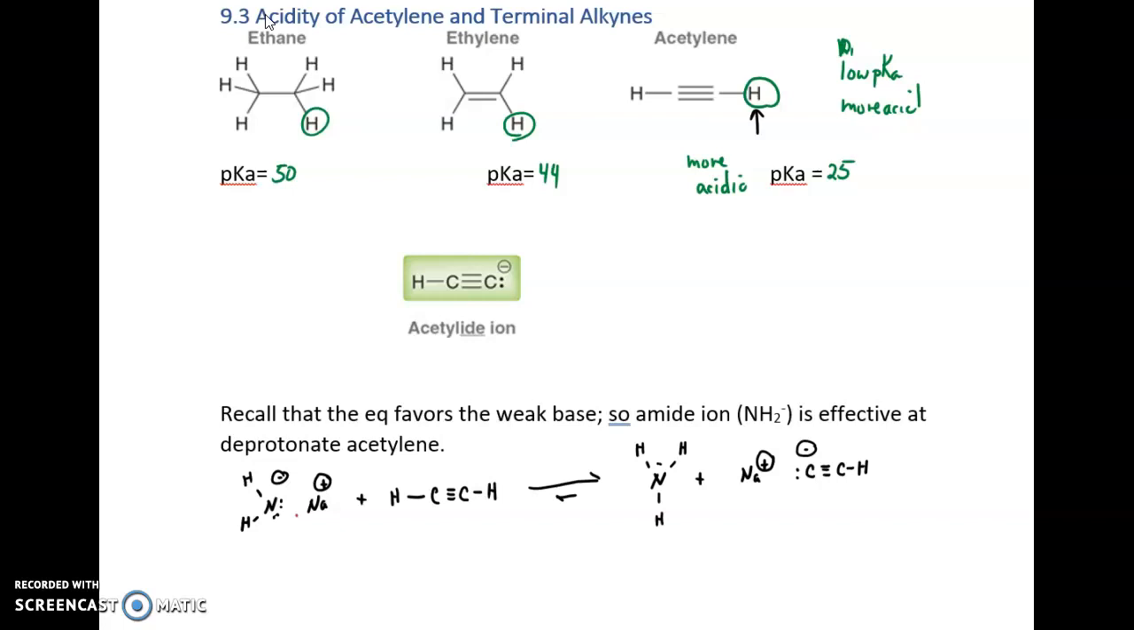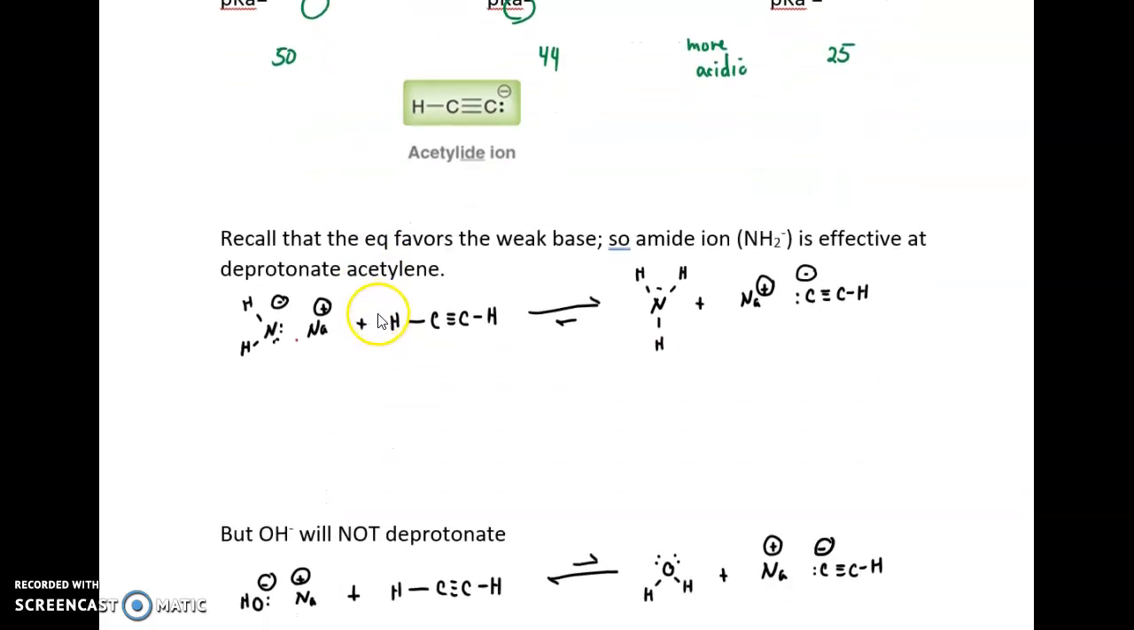Okay, so we can lose that hydrogen. Now you'll recall that the equilibrium is going to favor weak bases.